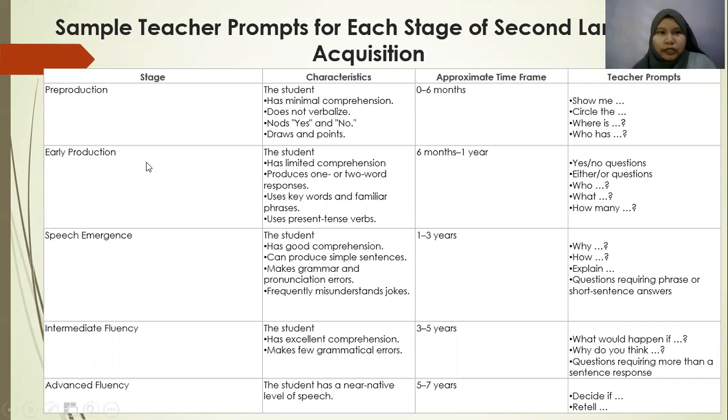The first stage is the silent stage, also known as the pre-production stage. The student has minimal comprehension and does not verbalize, but nods yes and no, draws and points. So approximately this is 0 to 6 months of learning the language, and the student can answer show me, circle, where is, who has. And then the early production.